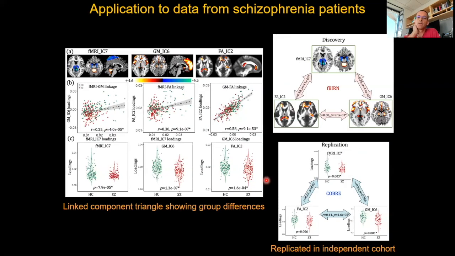Looking at one result from a schizophrenia data set, we see a component here that has some common regions we see from fMRI: cerebellum, sensory motor, and subcortical, as well as a gray matter pattern, again, somewhat similar to what we find typically, and fractional anisotropy here. Importantly, when we took the initial results and fixed the regions and evaluated it in an independent data set, those links were replicated.